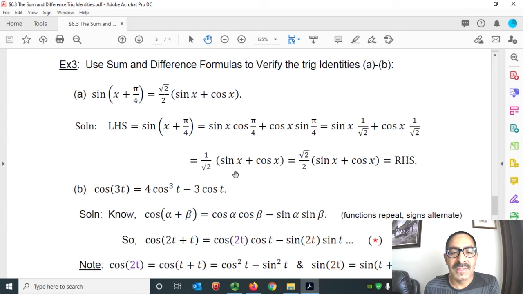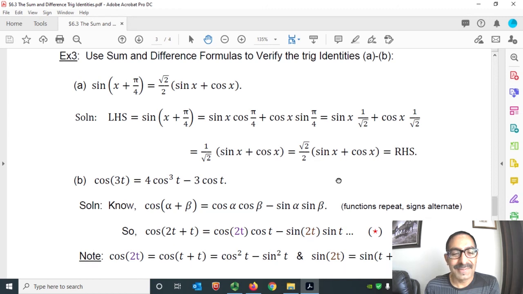Then it turns out that my numerator is radical 2, my denominator is radical 2 times radical 2, which is simply 2, and sine x plus cosine x as it is. This is right hand side, hence we verified this trig identity. Great. So now let's move on.